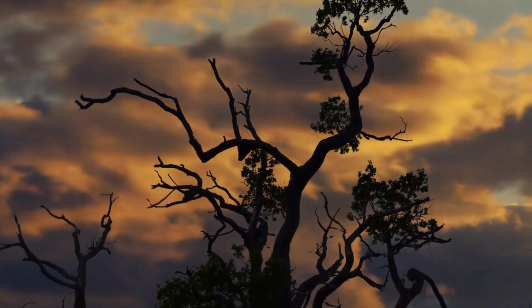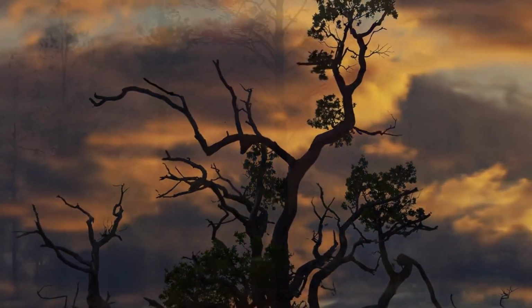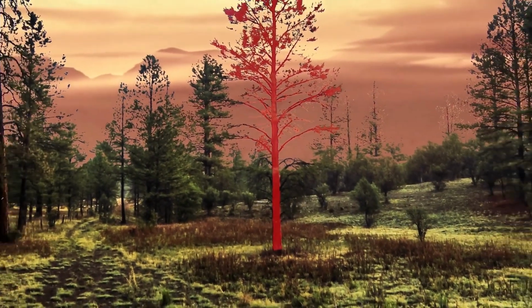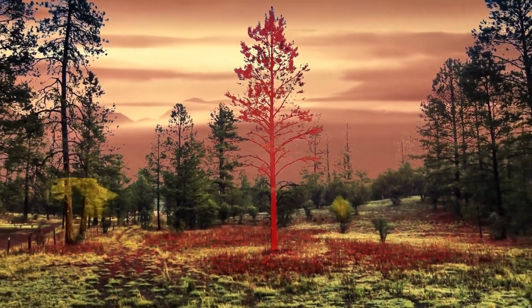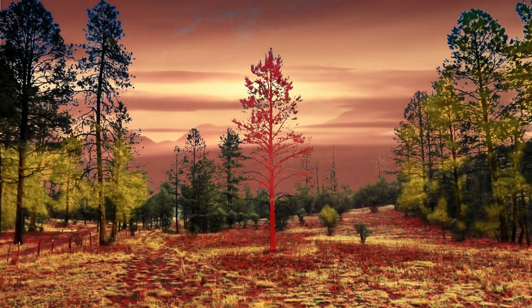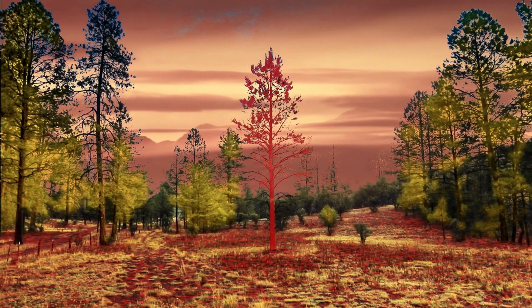In another study, an adult pine that was attacked by insects sent chemical warning signals to its neighbors through its roots and fungi. In response, the surrounding trees released defensive enzymes to protect themselves from invasion.